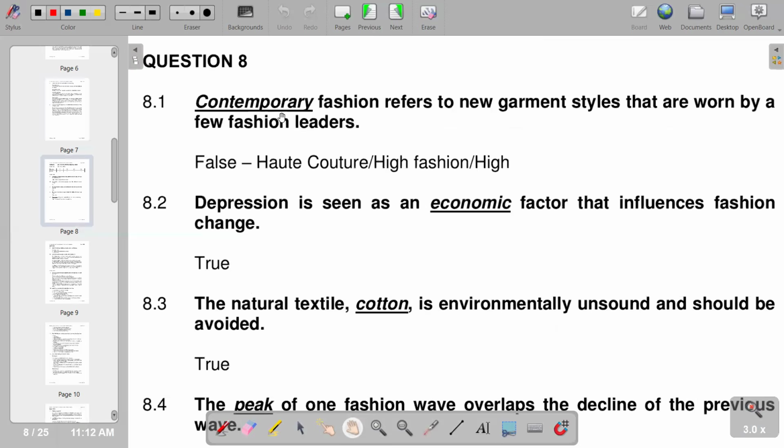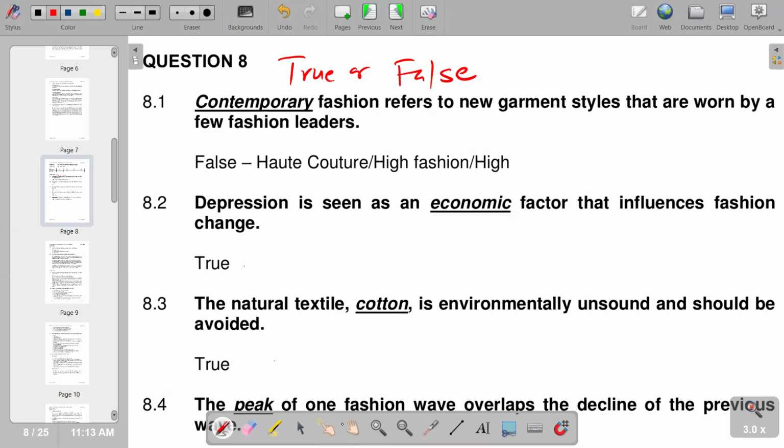So on the next part, question 8, we have got the true or false section. On the first part, contemporary fashion refers to new garment styles that are worn by a new fashion leader. So this is false. And then second part, depression is seen as an economic factor that influences fashion change. True. And then 8.3, the natural textile cotton is environmentally unsound and should be avoided.